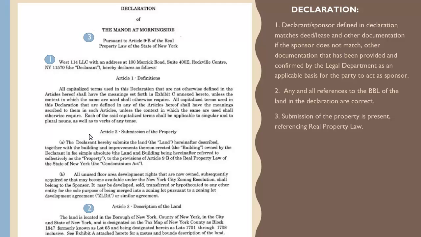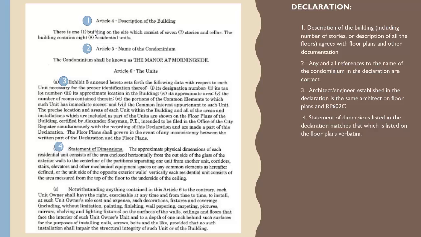Part 2. Any and all references to the BBL of the land in the declaration are correct. Part 3. Submission of the property is present, referencing real property law. The next declaration is in 4 parts. Part 1. The description of the building including the number of stories, or description of all the floors, agrees with the floor plans and other documentation.